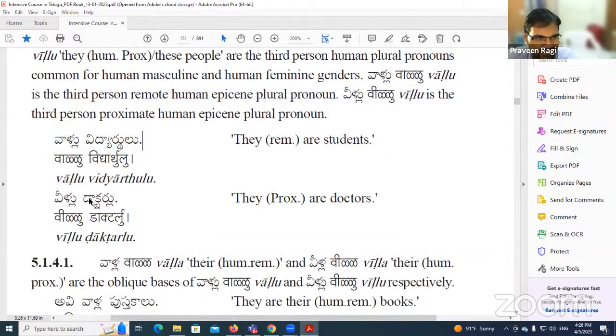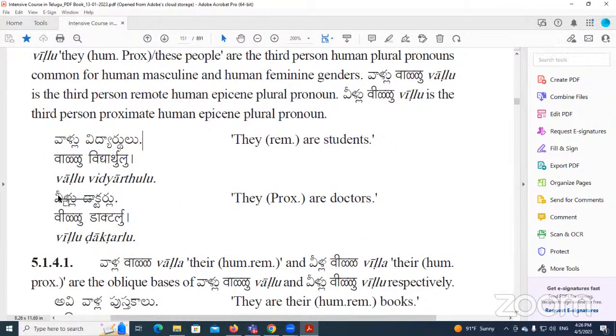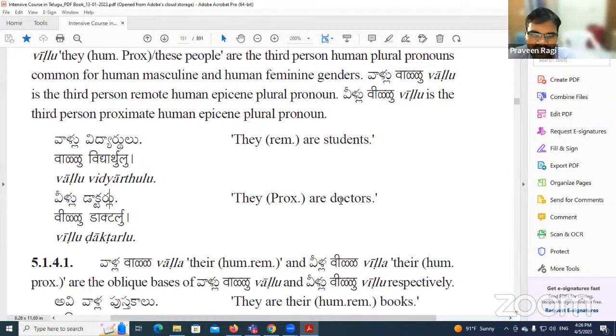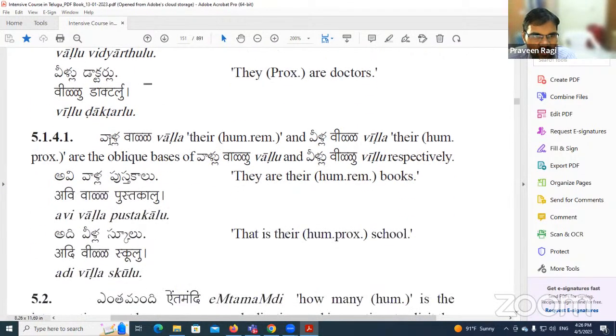So can you read this one, Andy? వీళ్ళు డాక్టర్లు. Yes, Veelu Doctorlu. They are doctors. So here, proximate. That means they are near. That's why we used Veelu. Okay, Veelu Doctorlu.